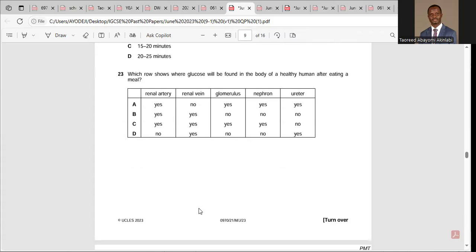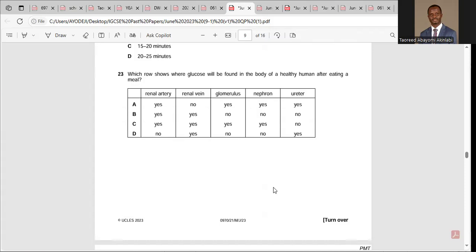For 23, which row shows where glucose will be found in the body of a healthy human after eating a meal? After eating a meal, definitely there will be glucose in the renal artery because that is the blood vessel that takes blood to the kidney. There will also be glucose in the renal vein because during filtration, glucose is still retained in the blood. Urea and excess salt will be the ones that will be filtered from the blood.